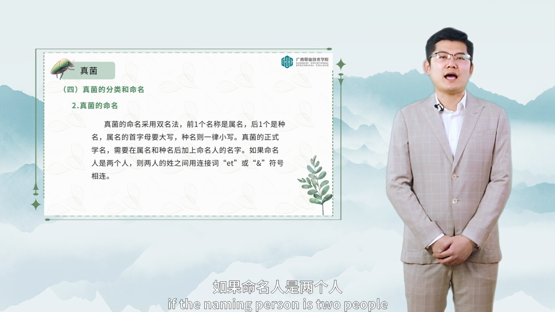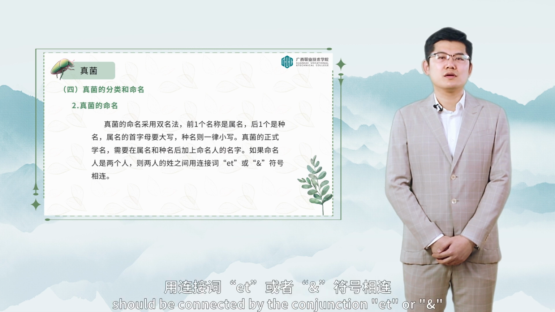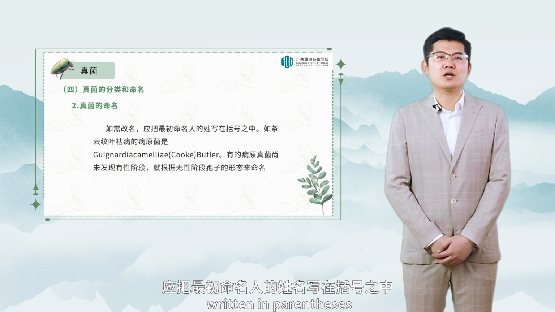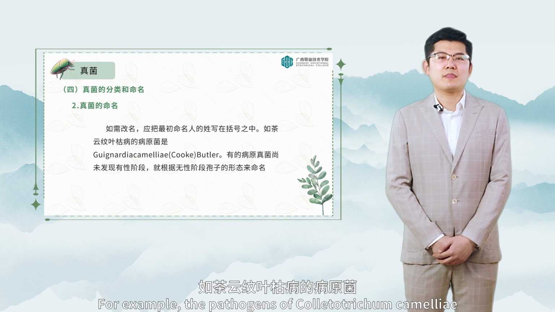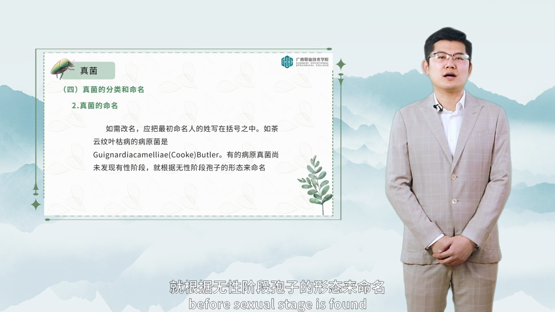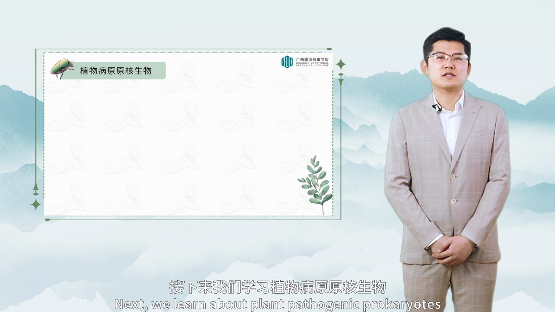If the naming persons are 2 people, the surnames of the 2 people should be connected by the conjunction et or and. The name of the first namer should be written in parentheses. For example, the pathogen Colletotrichum camelliae. Some pathogenic fungi are named according to the morphology of spores in a sexual stage. Before a sexual stage is found, next we learn about plant pathogenic prokaryotes.